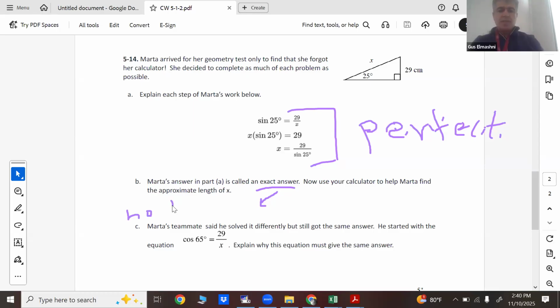There's no, actually, let me just type that up. It's going to be easier, I think. There's no decimal approximation. Okay, no decimal approximation.